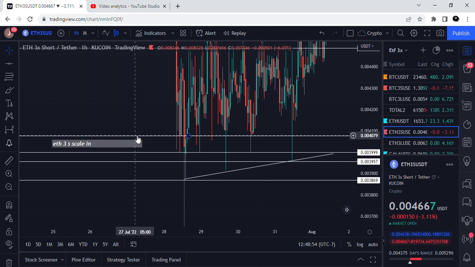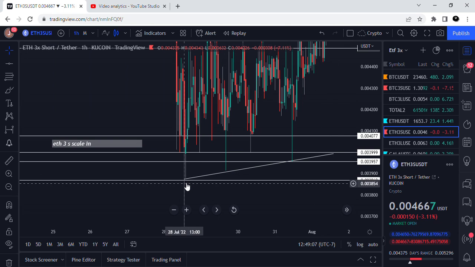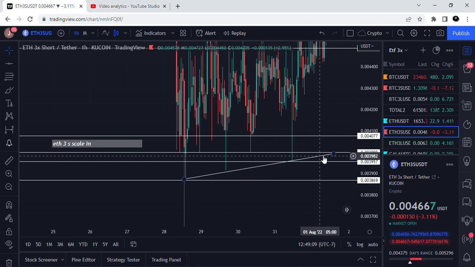So I'm going to put an order here at the 00479. I'm going to have another order here. We've got this wick here, support, support. That's at your 00399. And then notice this diagonal trend line, okay?